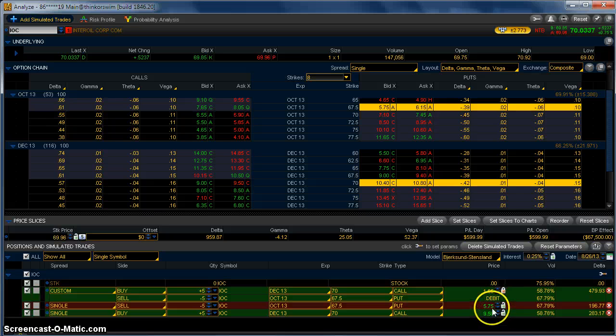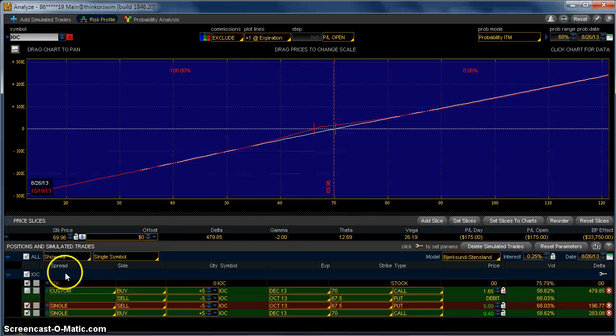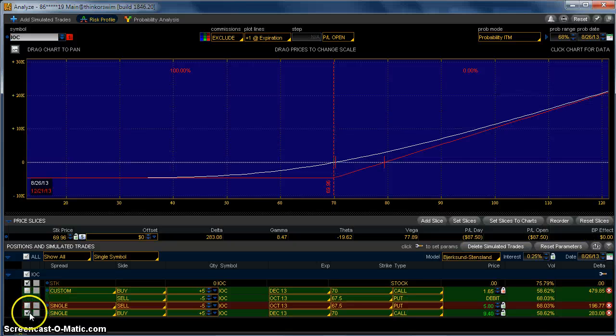You'd have to look on your account statement to see if you can find out what you paid for each individual one. But we can still look at the chart. Let's take this off. And it looks similar just because the price is a little bit different, but not much. And then you can uncheck one of them to see. So here's the call. The call will become profitable at expiration at the strike plus what you paid for it.